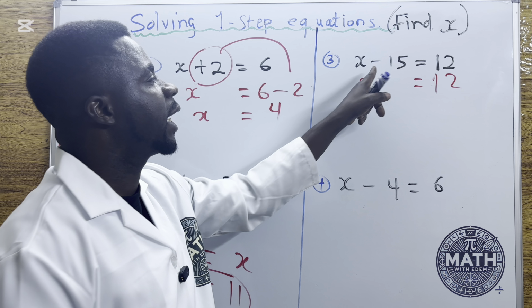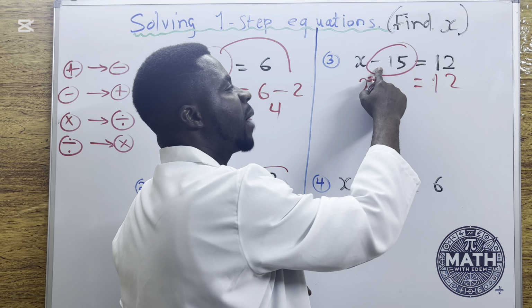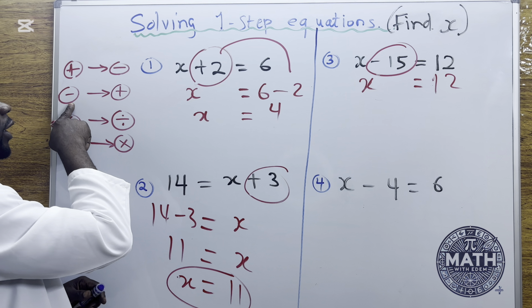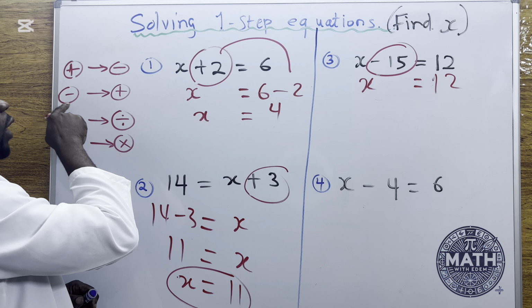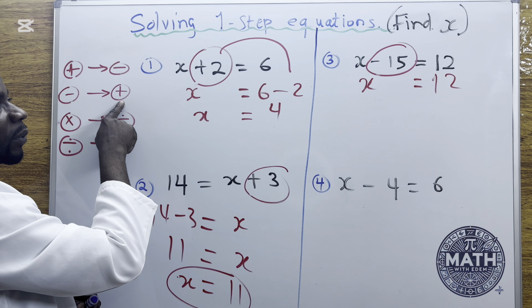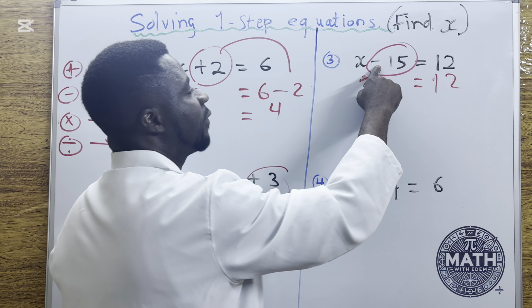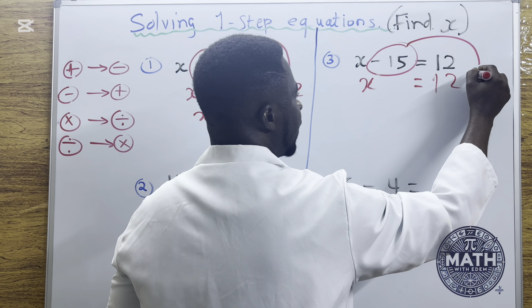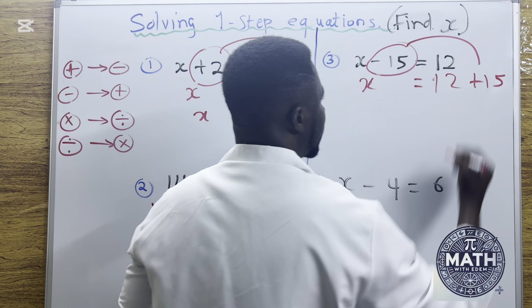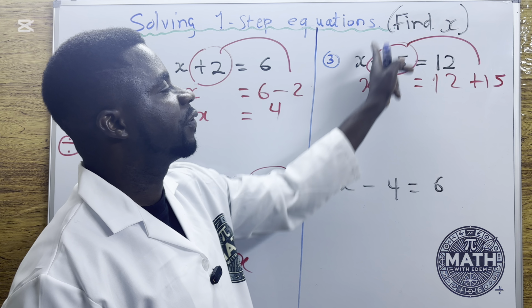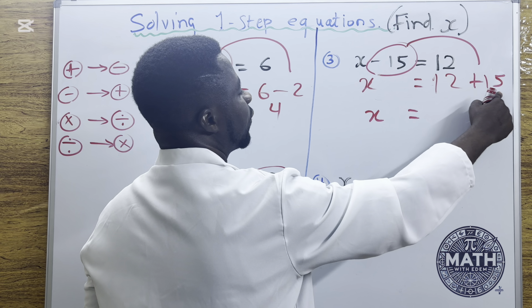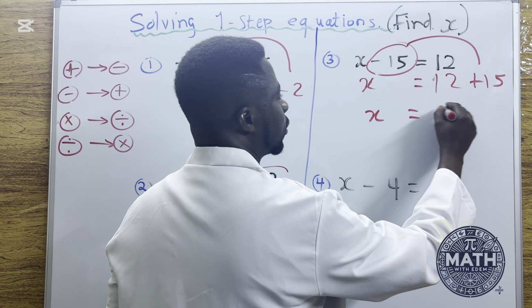You realize that this 15 is minus. Don't forget I told you that when there is a subtraction, if you want to do away with the subtraction, we need to add. So here we have negative 15. We are taking the negative 15 to the right side, so it becomes a positive 15. Negative 15 now becomes a positive. So our x equals 12 plus 15, which gives us 27. So that is the value of x.